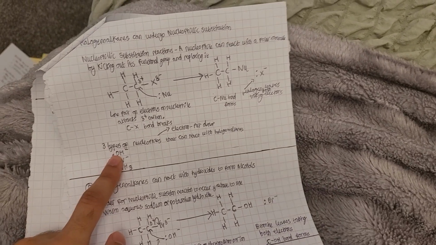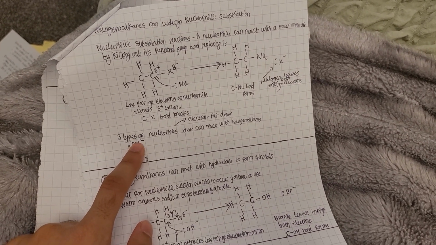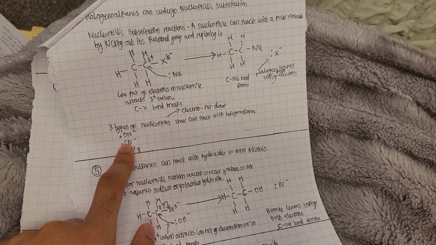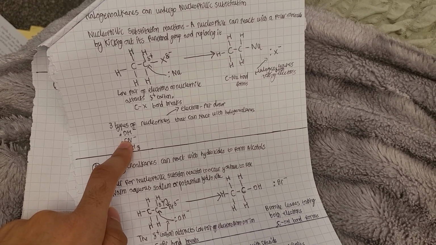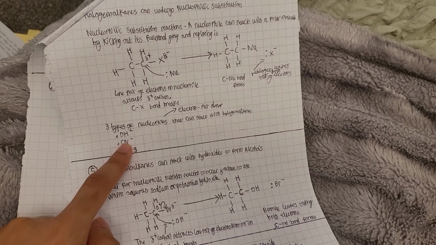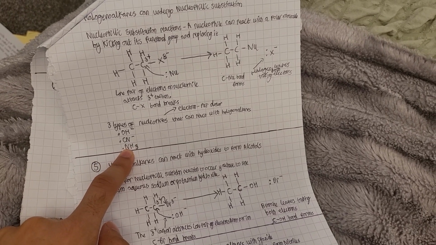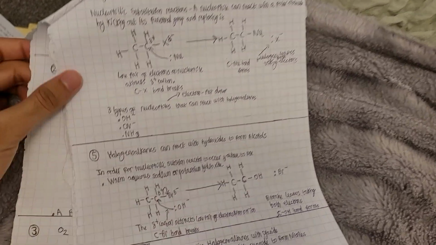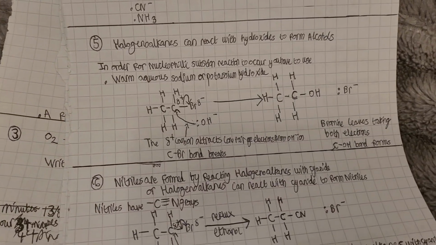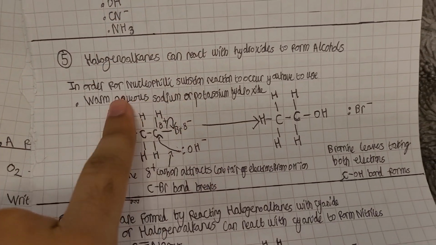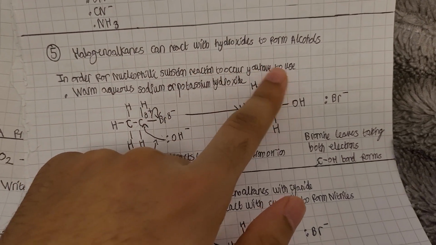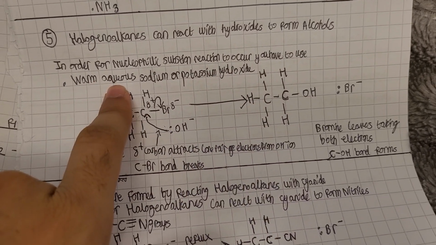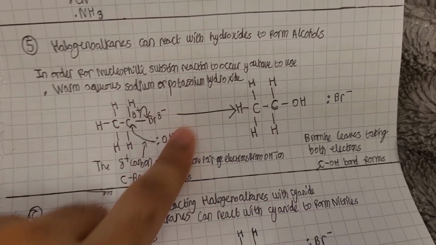So halogenoalkanes react with hydroxide, OH minus, to form alcohols. Halogenoalkanes react with cyanide to form nitriles, and halogenoalkanes can react with excess ethanolic ammonia to form amines, I think. Then, for halogenoalkanes reacting with hydroxides to form alcohols, in order for the nucleophilic substitution reaction to occur, you have to use warm aqueous sodium or potassium hydroxide. Warm aqueous sodium or potassium hydroxide.